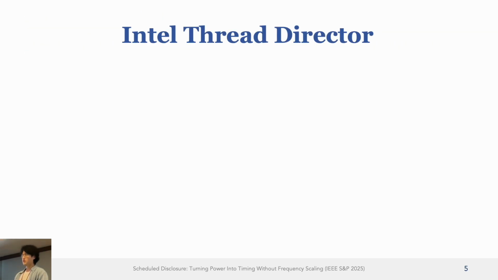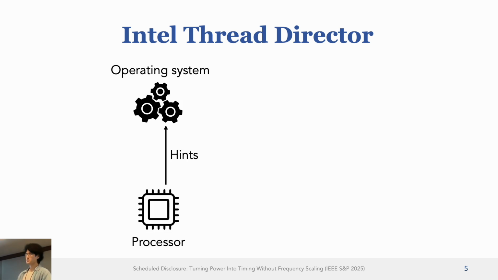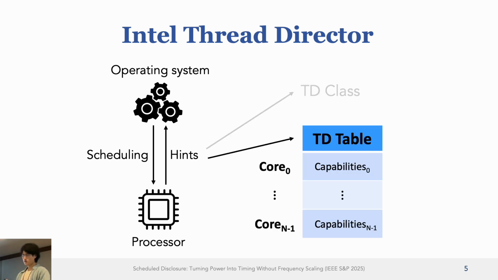Our discovery takes advantage of Intel Thread Director, a hardware optimization that gives hints to the operating system for the scheduler to place threads on the most appropriate cores. The processor gives several types of hints, but in this talk, I'll focus on the thread director table component, which reports the capabilities of each core, such as its performance and energy efficiency. I'll first explain the power-dependent system behavior that we observed through reverse engineering, and then talk about its security implications.